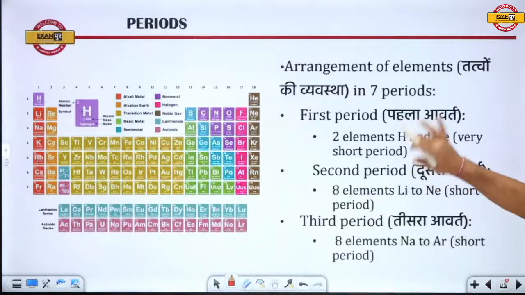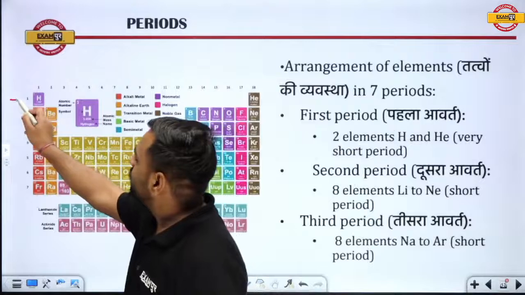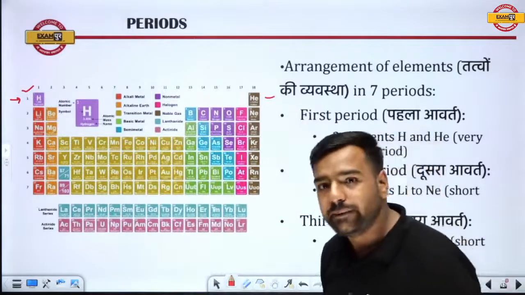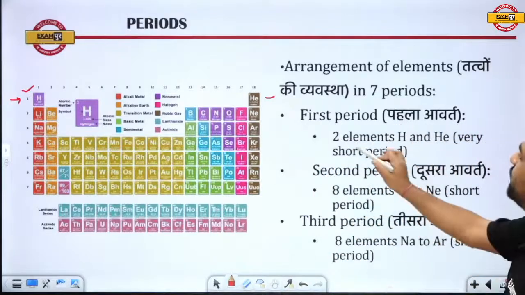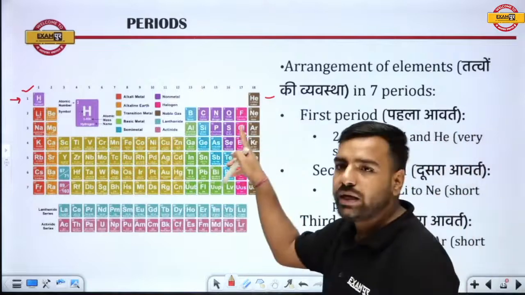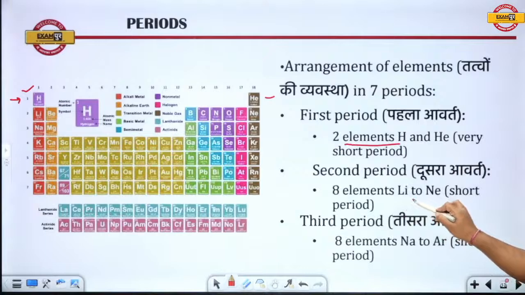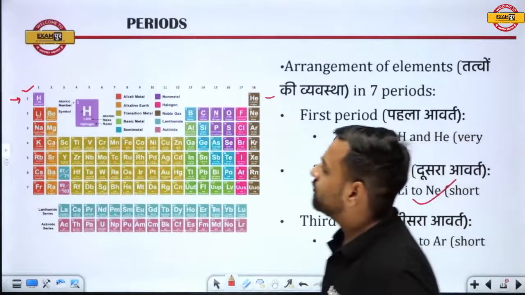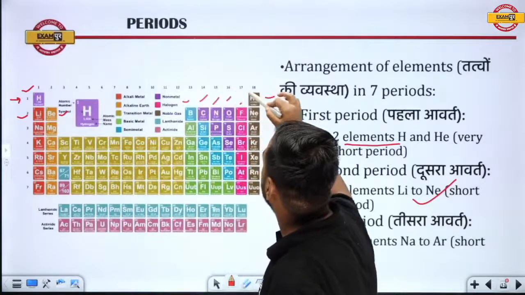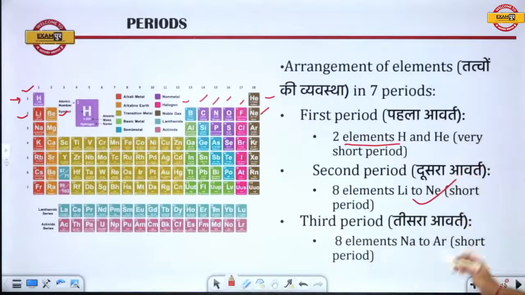Now, talking about the arrangement of elements in 7 periods: in the first period, there are only 2 elements, hydrogen and helium. It is a very short period with just 2 elements. Moving forward, the second period consists of 8 elements, lithium to neon: lithium, beryllium, boron, carbon, nitrogen, oxygen, fluorine, neon. This is a short period.